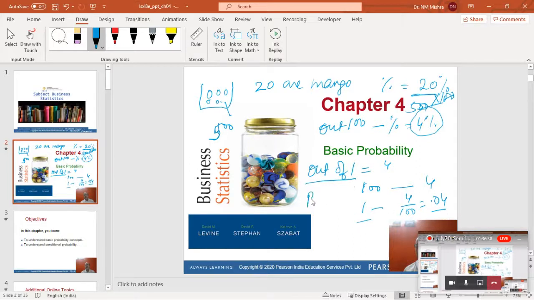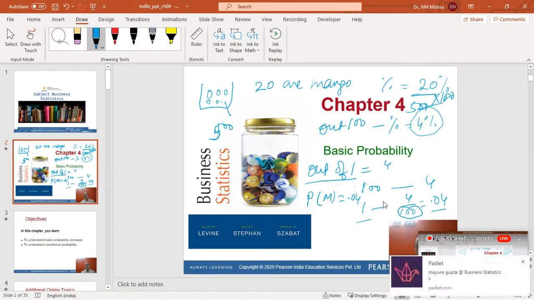So this is called probability, and probability is represented by a symbol P. Am I clear? So probability of mango in the basket, P bracket M, is how much? Who will say? 0.04. So anything which is given in the form of percentage, can all of you convert it into probability? Yes. How? You divide it by 100. Am I clear? So that is why we have learned this is probability.